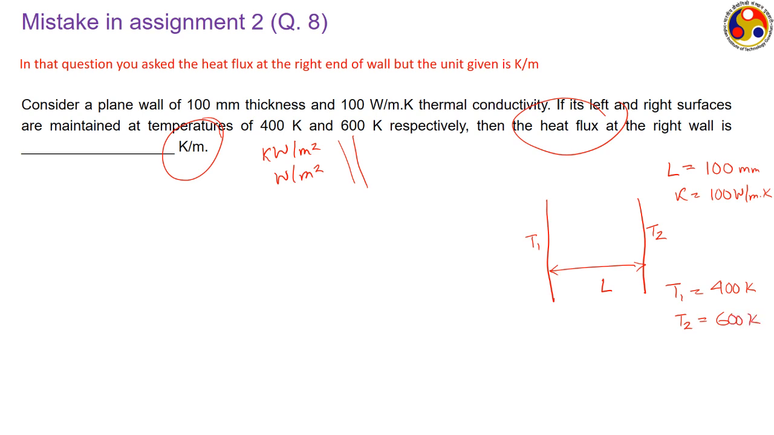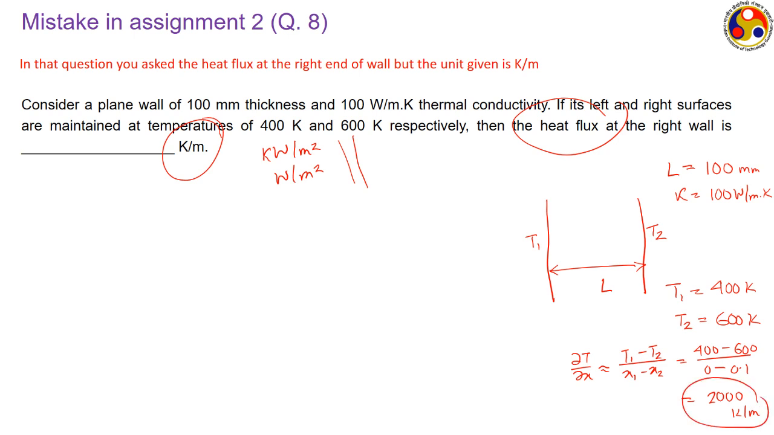And then now you can easily solve this. First you should calculate the temperature gradient. So dT/dx can be approximated as (T1 minus T2) upon (x1 minus x2). So it becomes (400 minus 600) divided by (0 minus 100 millimeter). Be careful about this length L given in 100 millimeters. You have to convert this to meter, which becomes 0.1. So accordingly the temperature gradient is 2000 Kelvin per meter, which was supposed to be the first answer.